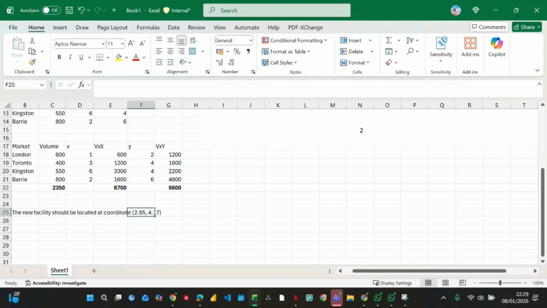Is it correct or not? Yes, the person is actually correct. It's correct because this coordinate falls within it. 2.85 is very close to 3, right? And this market is kind of the middle market that can reach all the other markets. So if you now put the site there, you can easily get to the other markets based on the calculations and the coordinates that we have gotten here. That's what it means.